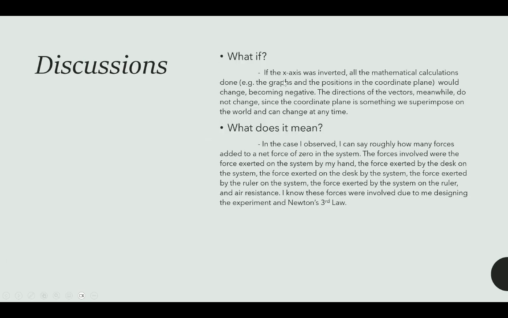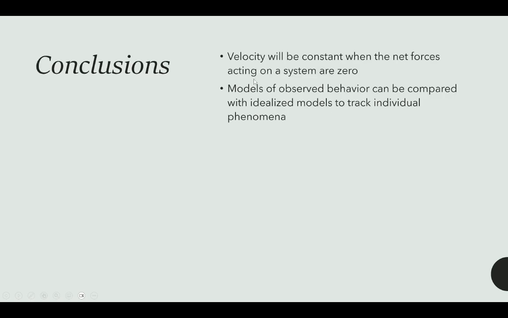So for the discussions, to sum up these two answers: for what if the x-axis is inverted, all mathematical calculations will invert, while all force vectors will not, because force vectors are not dependent on a superimposed coordinate system. Mathematical calculations are. For what does it mean, in the cases I observed, I can see how many forces roughly are involved because I designed the experiment, and Newton's third law says that everything has an equal and opposite reaction. They are all listed in this block. So conclusions: velocity is constant when the net force is 0.